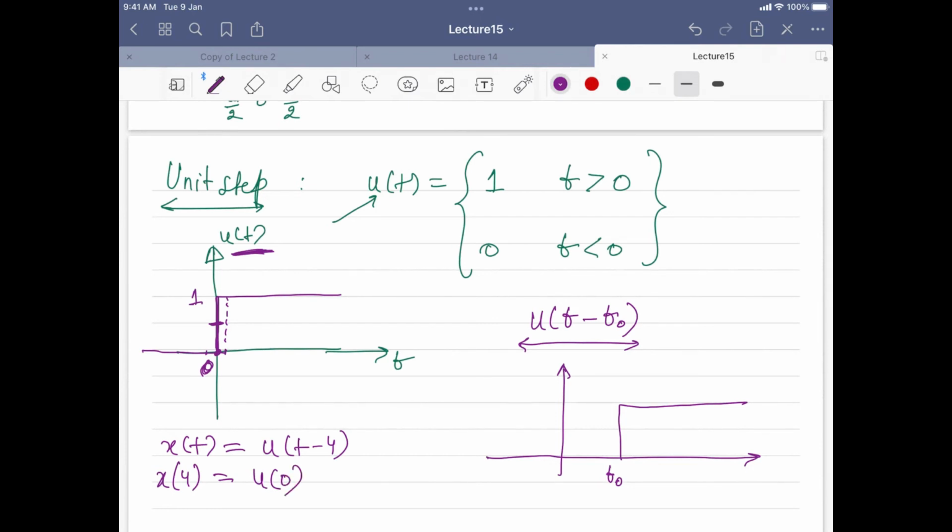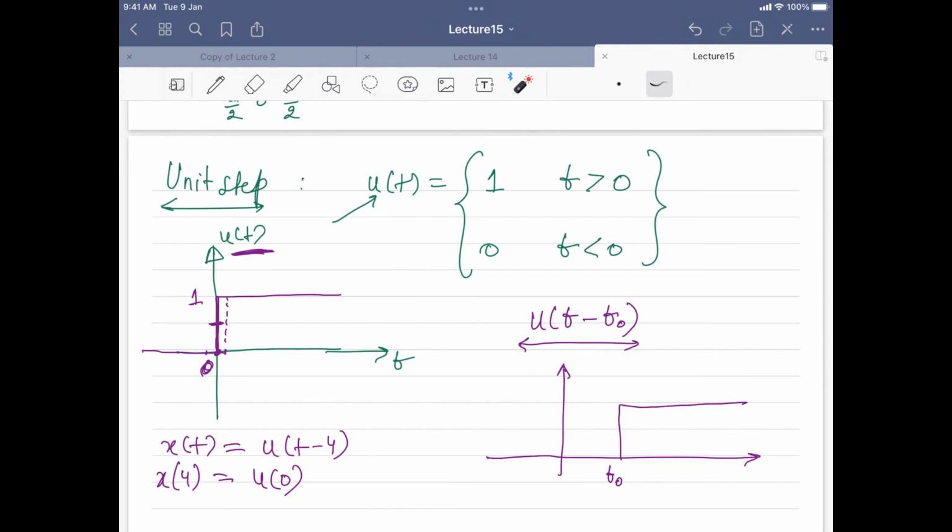So you can now visualize that whatever value you had at time t equal to 0 will be the same value at time t equal to 4. That's why it is shifted towards the right side. I hope you have no questions on this, it's very easy, right?